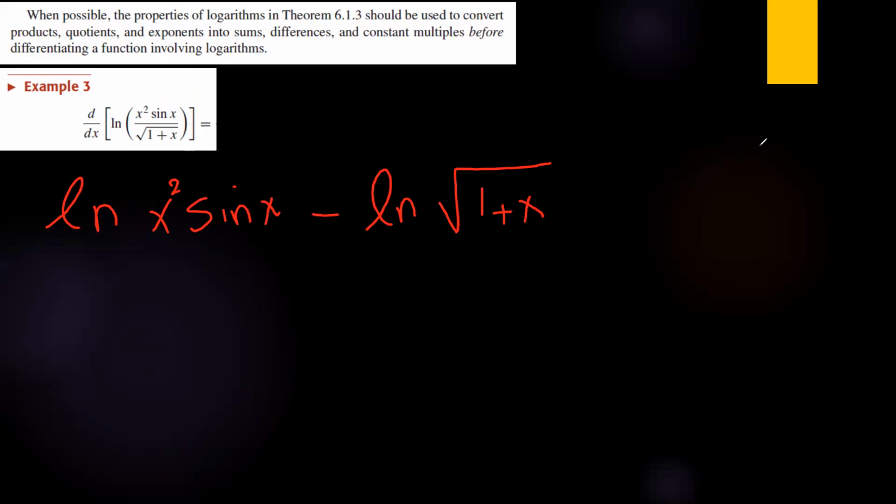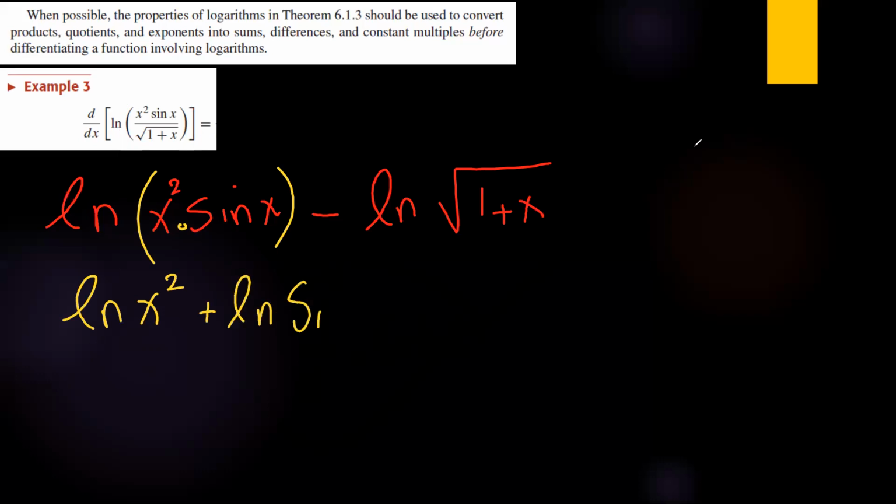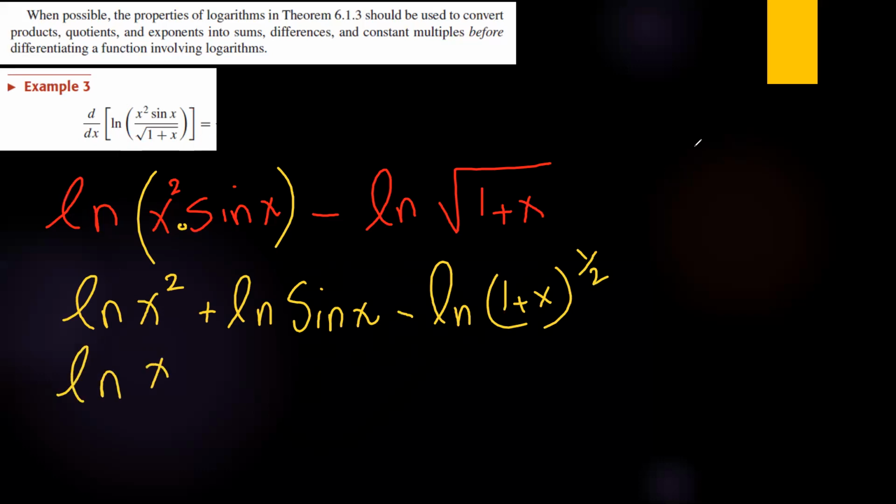So the first step here, you have to expand ln on the numerator and the denominator. Then after this step, we have ln of x squared plus ln of sine x minus ln of (1 plus x) to the power half. Then it was ln x squared plus ln sine of x minus half ln of (1 plus x).